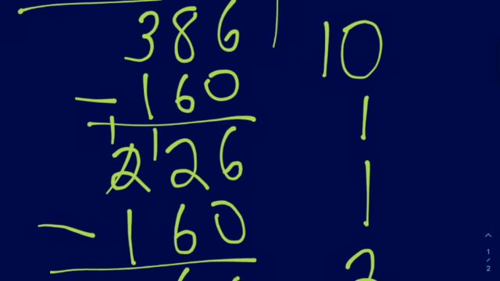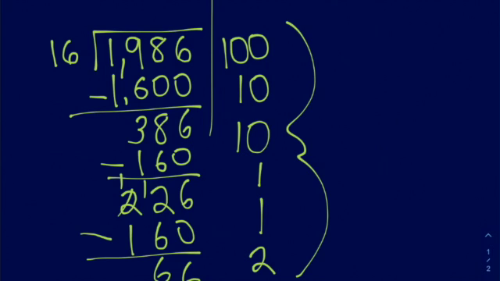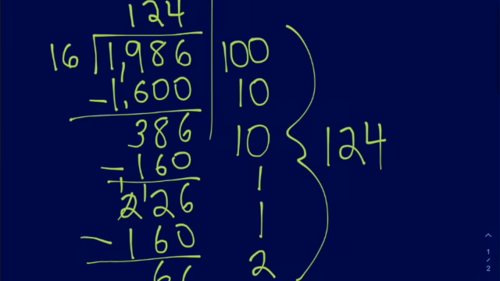So how do I get my final quotient? I'm going to take all of these and add them together. 100 plus 10 plus 10 is 120, 121, 122, 123, 124. All of those added up is 124. And I have 2 left over, or remainder 2.